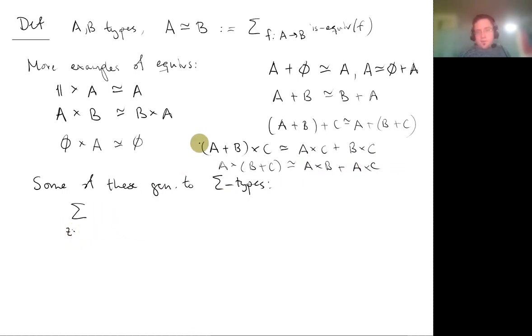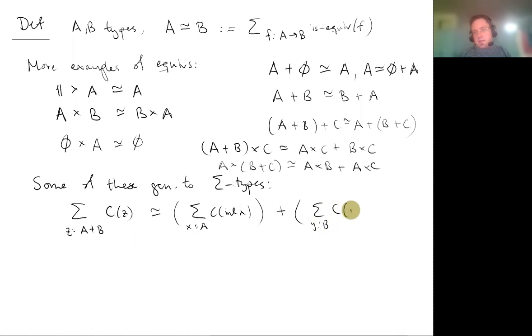So the version of the first one is that if C depends on A plus B, so C is a type family over A plus B, so I can form the sigma type, then that's equivalent to the sum either of an X and a C of left X, or a Y and a C of right Y. You could also do a sigma type version of the other distributive laws.